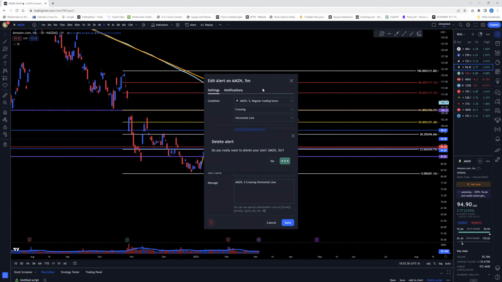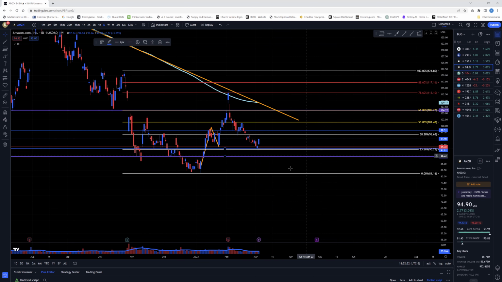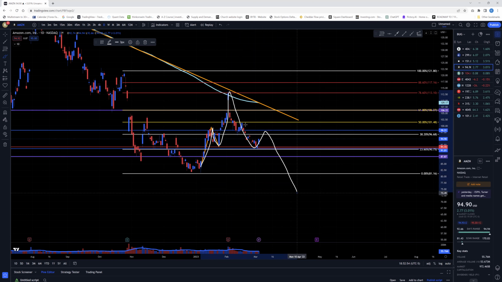All right. So for Amazon, still showing a head and shoulders pattern here, where you've got your up, down, up, down, should come back up here, and then continue to come down this way. You've got your left shoulder, your head, and your right shoulder.